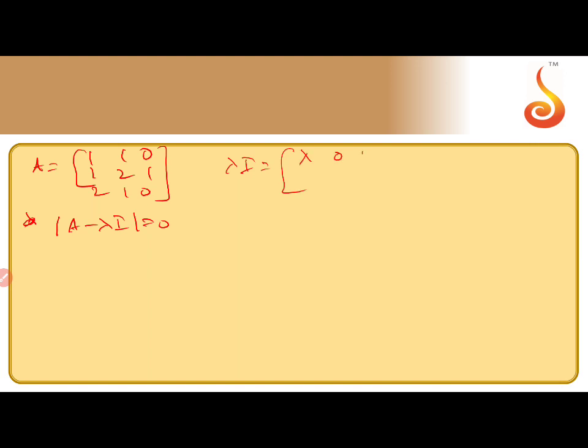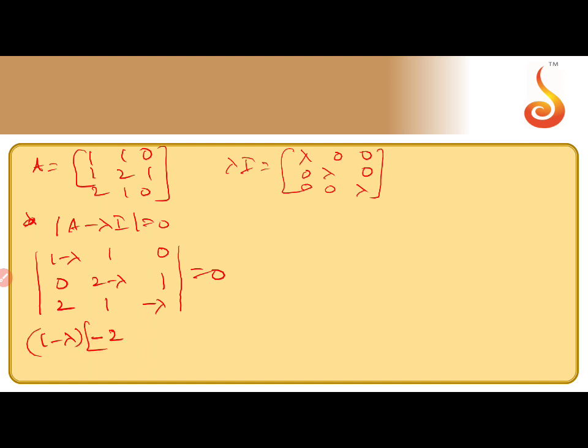You can take lambda 0 0, 0 lambda 0, 0 0 lambda. If you subtract this from this, what will happen? 1 minus lambda, 1 minus 0, 1, 0 minus 0 comes. Same thing only comes here. This is 1 minus 0, 2 minus lambda, 1 minus 0, 1 comes here. 2 minus 0, 2, 1 minus 0, 1, and 0 minus lambda, and solve the determinant of this one. So that means 1 minus lambda into minus 2 lambda plus lambda square minus 1.